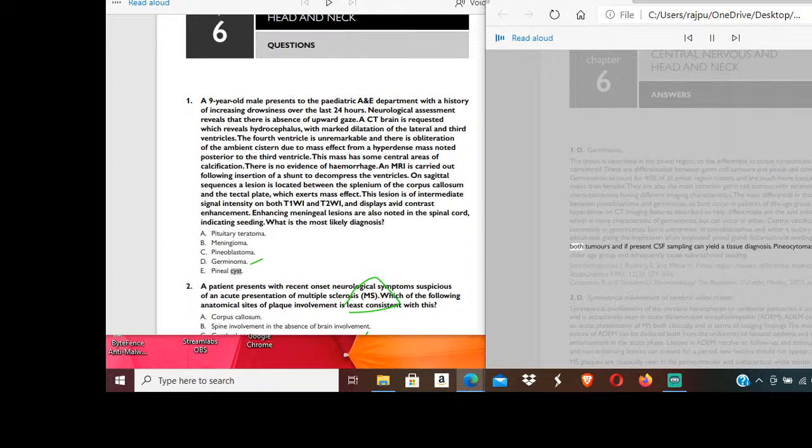Subarachnoid seeding is seen in both tumors, and if present CSF sampling can yield a tissue diagnosis. Pineocytomas occur in an older age group and infrequently cause subarachnoid seeding. Smyrniotopoulos J, Rushing E, and Mina H, pineal region masses, differential diagnosis. Radiographics 1992; Grossman R and Yousem D, Neuroradiology, The Requisites, 2nd ed., Mosby, 2003, pages 156-162.